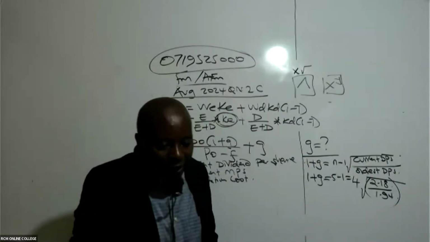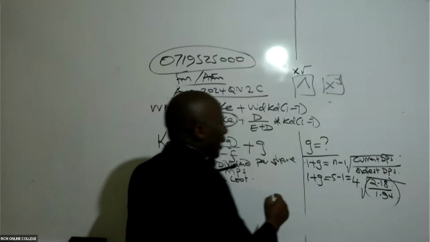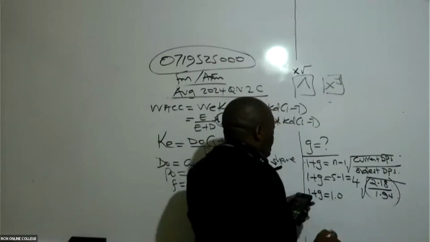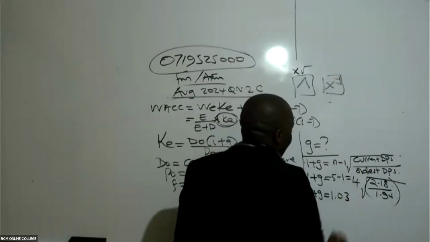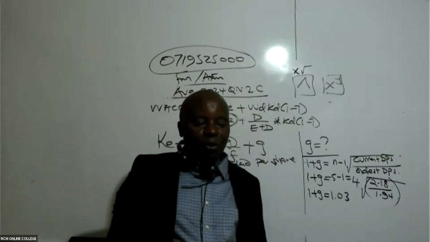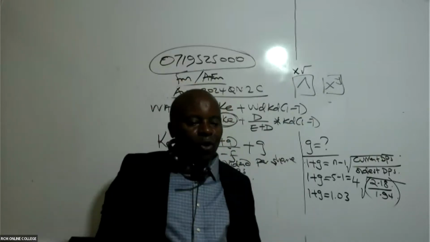What are we able to get there apart from BR? What are we able to get here, my friends? I can see somebody who is getting 1 plus G equals 1.02929. That's 1.03. Is there somebody who is able to get that 1.03? Please talk to me this morning. Anybody who is able to get that 1.03? How do you get this?